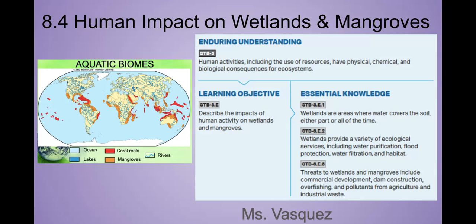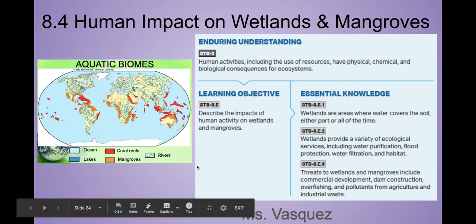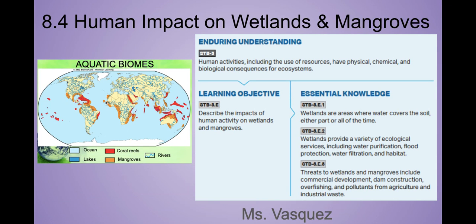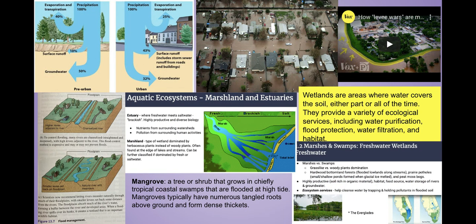Okay, and we have the human impact on wetlands and mangroves. So this human impact has to bring you back to our aquatic biomes. If you look at the locations for mangroves and the important ecosystem services that they offer, look where they are located. So we're going to talk about them. What's the difference?